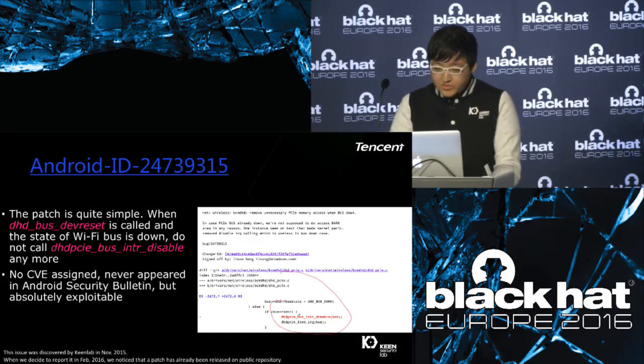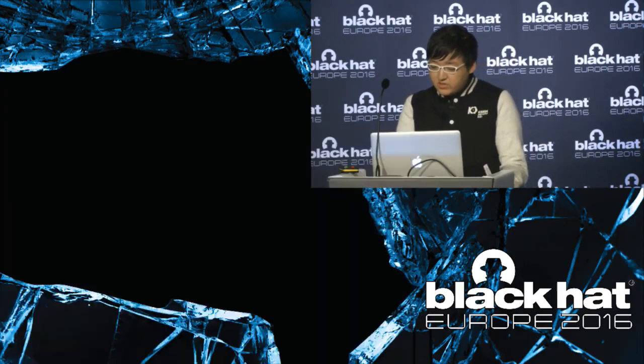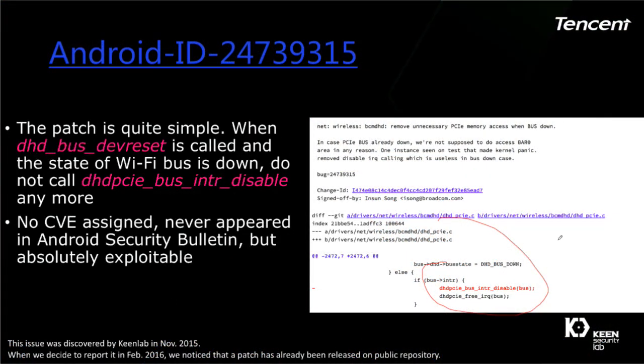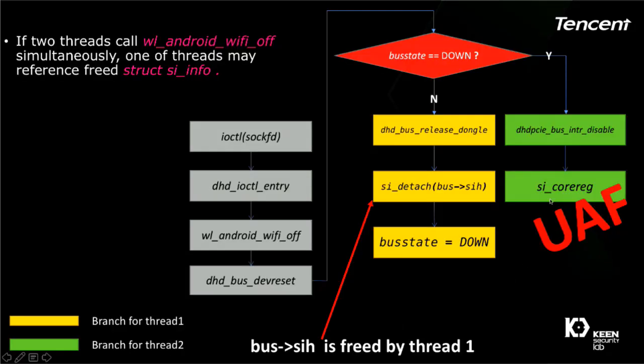Okay. So the patch just removed this line, and it means that in case the PCIe bus is already down, it should not call the IRQ disabling anymore, because when the bus is down, lots of resources and objects have been freed, and the removed code will still reference these resources and objects, so it will trigger a use-after-free bug. But I found the bug accidentally, so how can I write a POC to trigger the UAF bug?